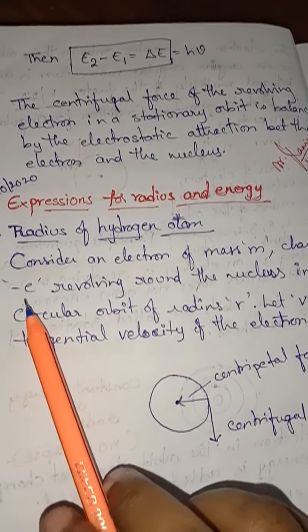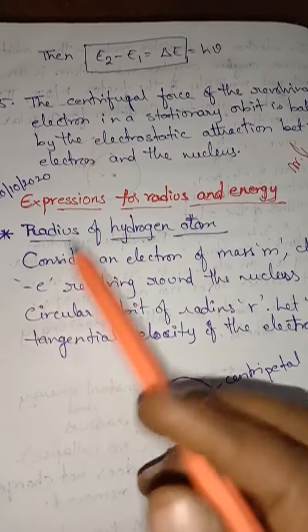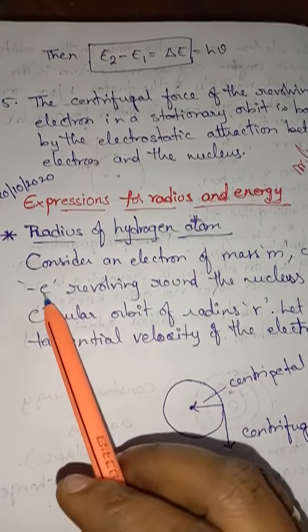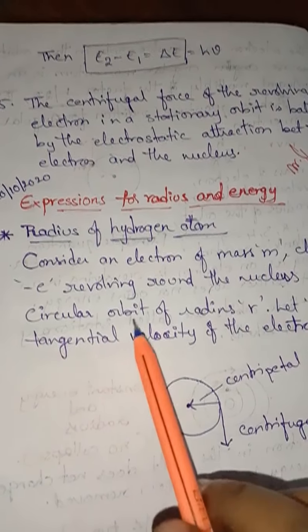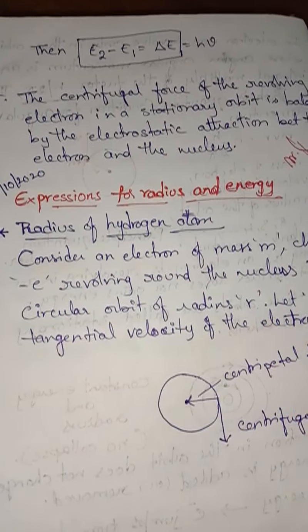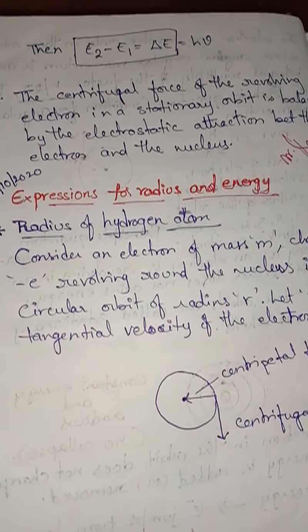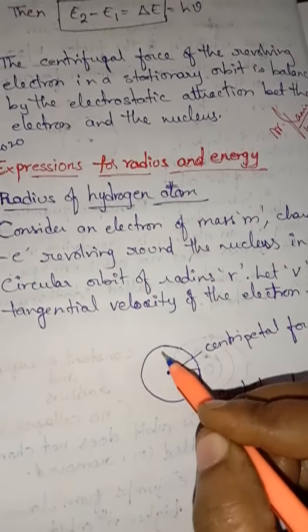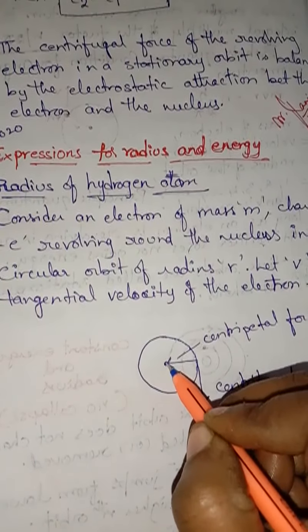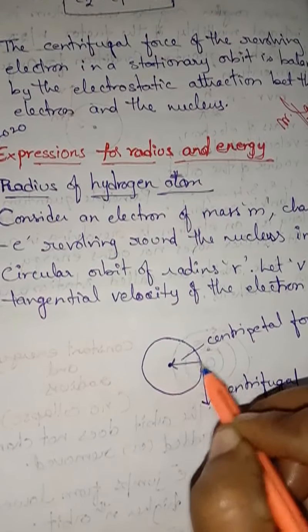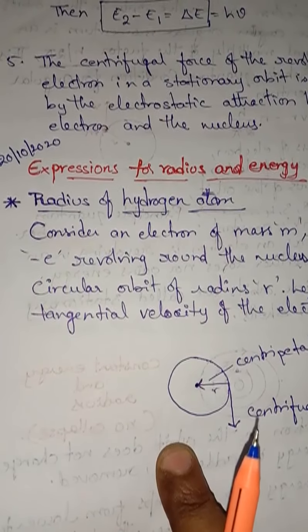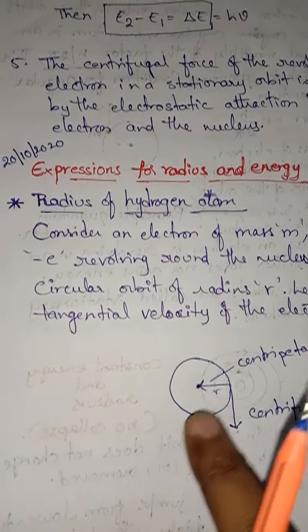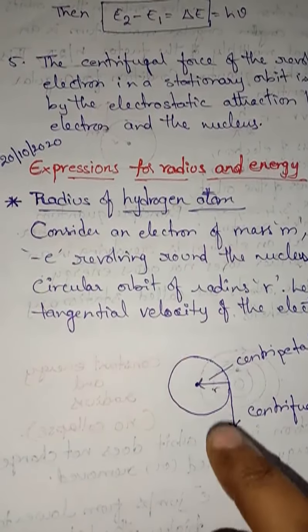So, consider an electron of mass m, charge minus e. Why is it minus e? Because an electron always has a negative charge. It is revolving round the nucleus, which is positively charged, in a circular orbit of radius r. Let v be the tangential velocity of the electron. Look at the figure here. This is the structure of an atom. This is the center of the atom, and the distance from here to here is the radius r.